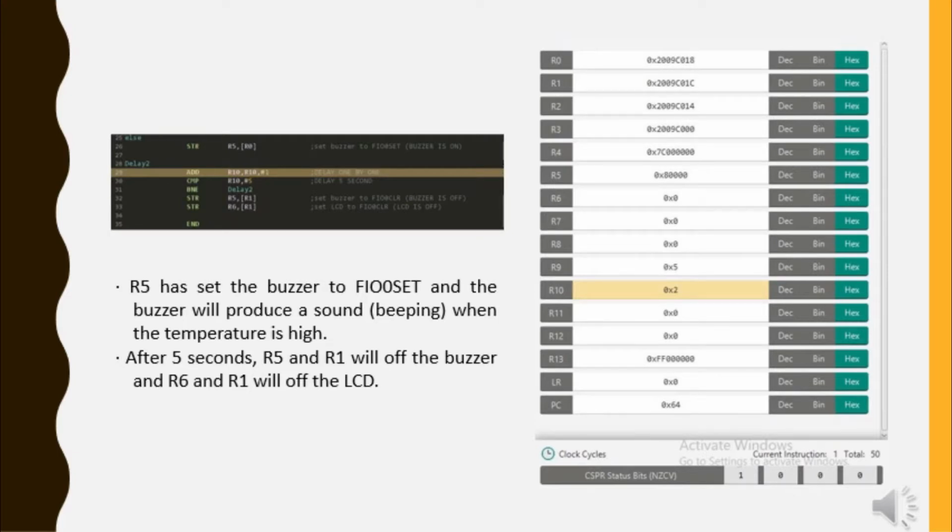R5 has set the buzzer to set FIO0 set, and the buzzer will produce a sound when the temperature is high. After 5 seconds, R5 and R1 will turn off the buzzer, and R6 and R1 will turn off the LCD. So this is the output simulation.